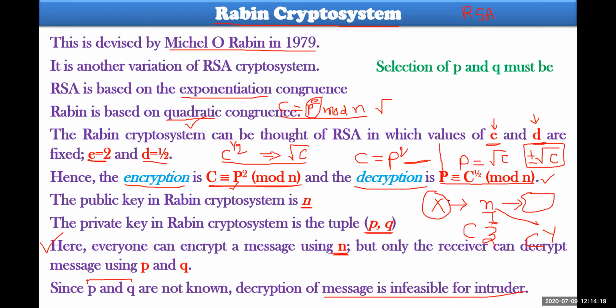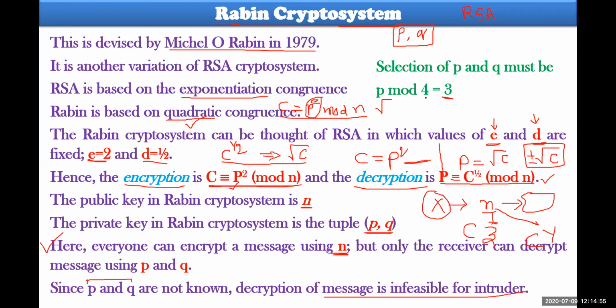Here we need to understand that there is a restriction on the selection of P and Q. Whereas in RSA, P and Q are selected on our own, as very large prime numbers, without any restriction or hesitation. In Rabin, there is one restriction: P modulus 4 must be equal to 3.